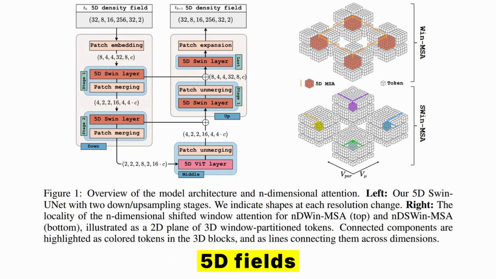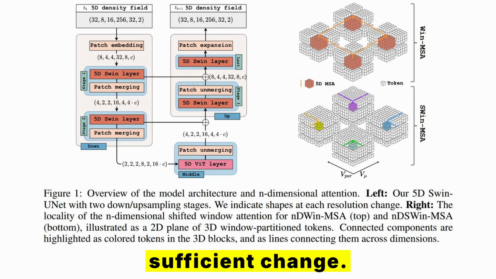The authors collect 5D fields of resolution 32 by 8 by 16 by 200, 55 by 32 by 2, every 20 steps to ensure sufficient change. The dataset comprises 5 trajectories, resulting in 660 training samples, and 1 unseen trajectory, 165 samples.